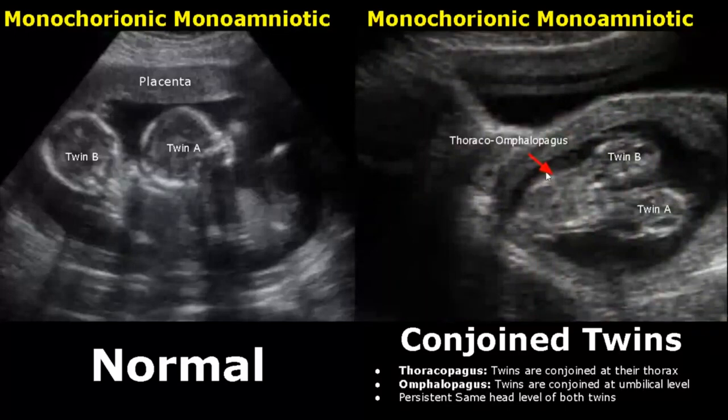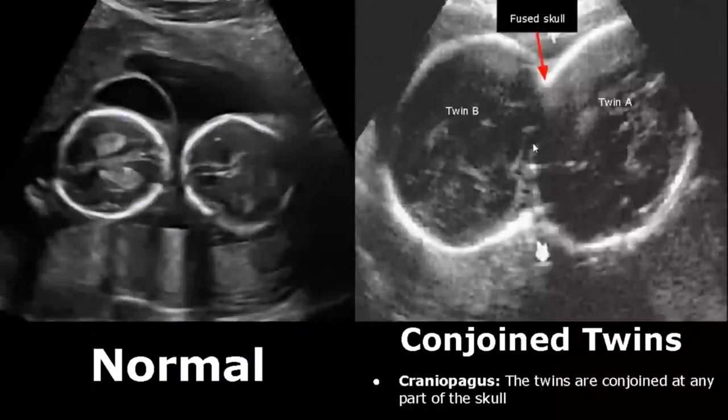Thoracopagus refers to twins that are conjoined at their chest, and Omphalopagus refers to twins that are conjoined at the abdomen. This image has fusion of both the chest and abdomen, so these are named thoraco-omphalopagus twins. Craniopagus refers to fusion of any part of the skull of the twins. Here is the fusion of the skull between the twins.